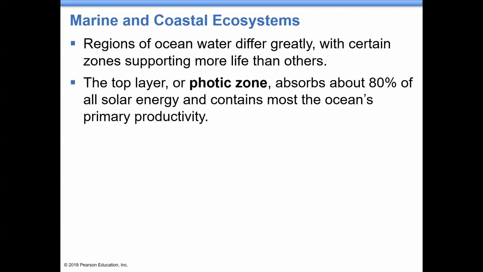This is where a lot of feeding is going to take place in this photic zone, because a lot of fish and other organisms depend on those photosynthetic microorganisms to survive. So this is where most of the ocean's primary productivity is going to occur, in this photic zone where solar energy can reach.